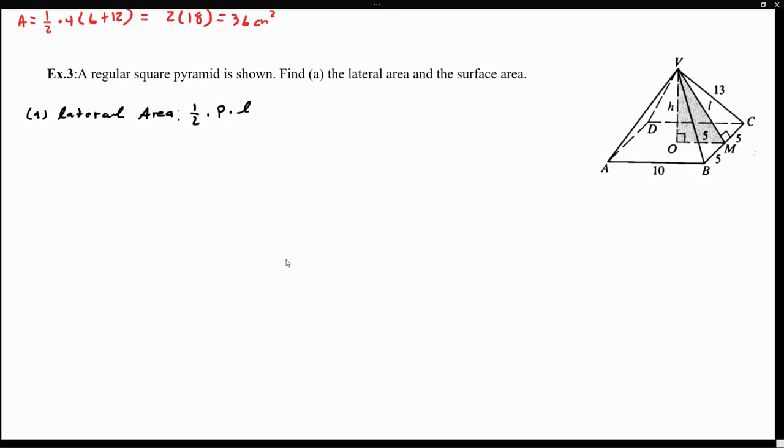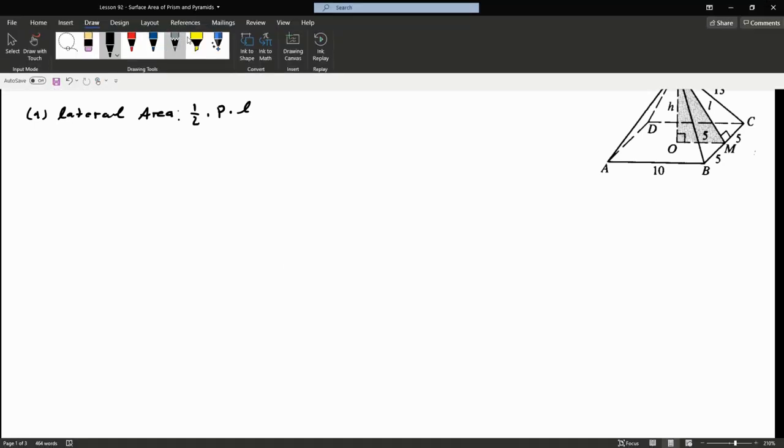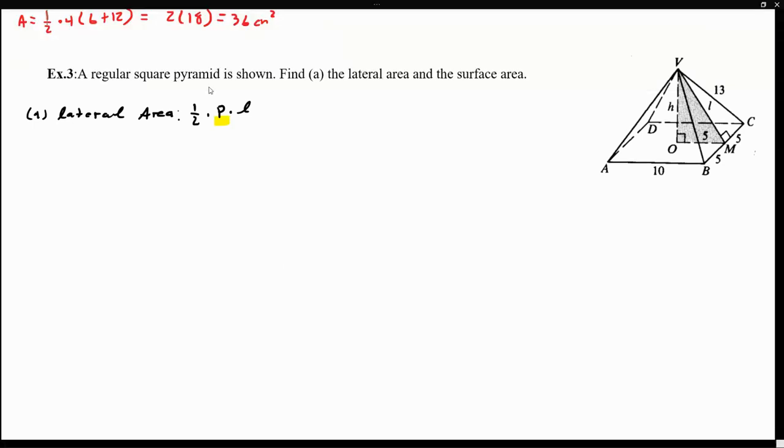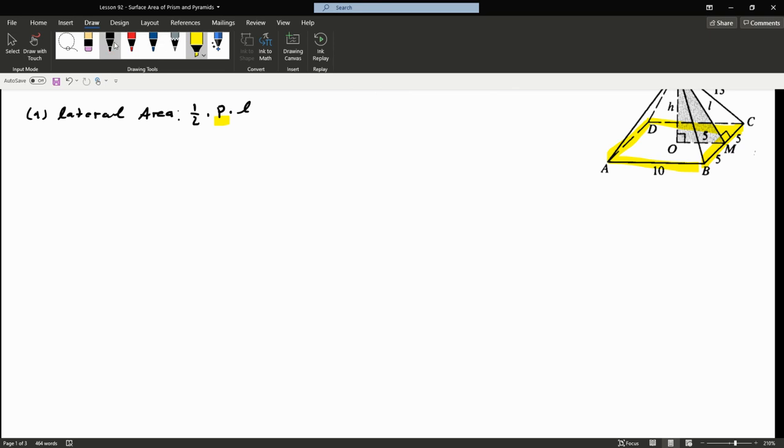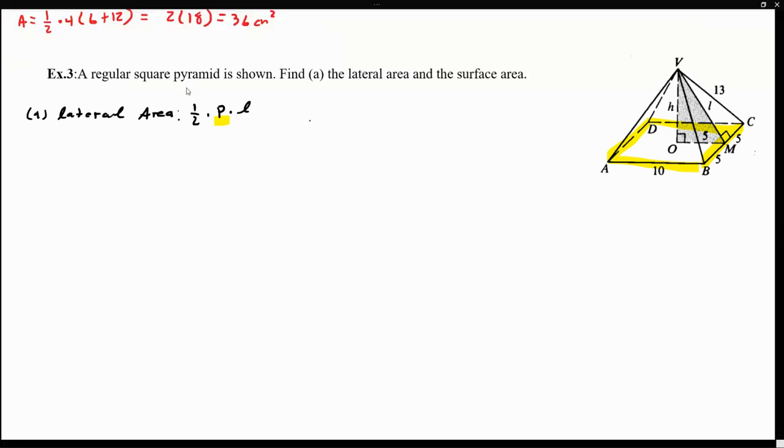Well, I can see that the perimeter is pretty easy to find, because when we talk about perimeter, we talk about the perimeter of the base. So it's literally just the perimeter of the square, where each side is 10. So we can say that the perimeter is equivalent to 40.